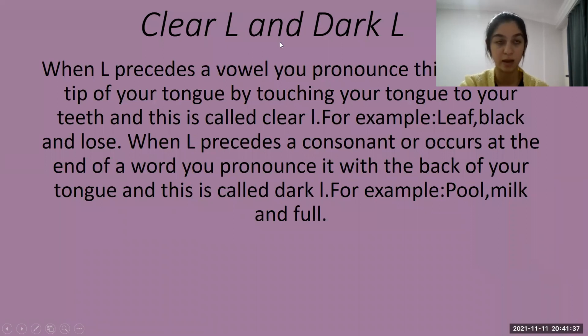Clear L and dark L. When L precedes a vowel, you pronounce this L with the tip of your tongue by touching your tongue to your teeth, and this is called clear L. For example, leaf, black, and loose. When L precedes a consonant or occurs at the end of a word, you pronounce it with the back of your tongue, and this is called dark L. For example, pool, milk, and full.